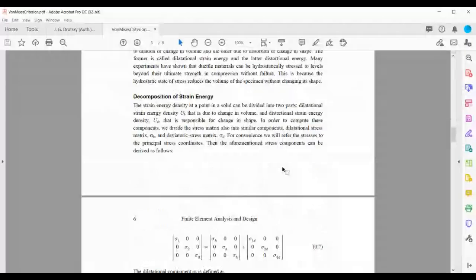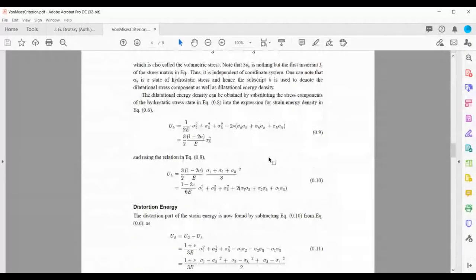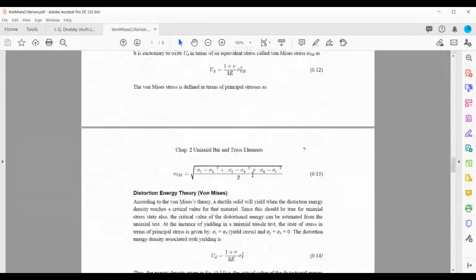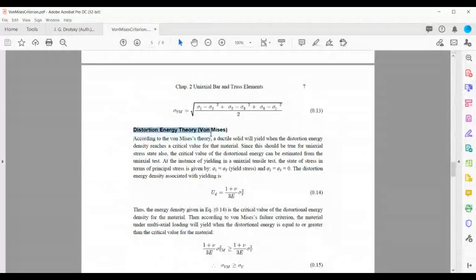We don't get there. When you quickly go all the way with this, where you really end up is something called the distortion energy theory. It's called the von Mises theorem, the von Mises criteria of failure. And what it basically says is that according to von Mises theory, a ductile solid will yield when the distortion energy density reaches a critical value for that material.